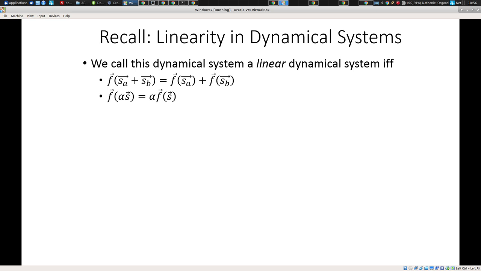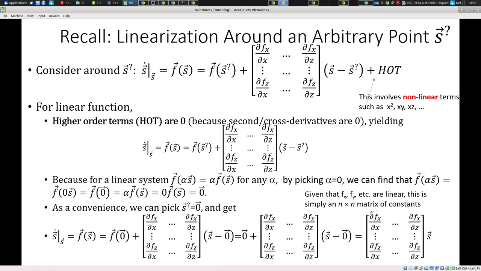S here is a system with 100 infectives, and now we're considering doubling that state, so now we have 200 infectives. The response of the system to those 200 infectives, F of alpha S, must be 2 times the response to 100, right? So these are very strong conditions. But very useful systems exist, as we'll soon see.